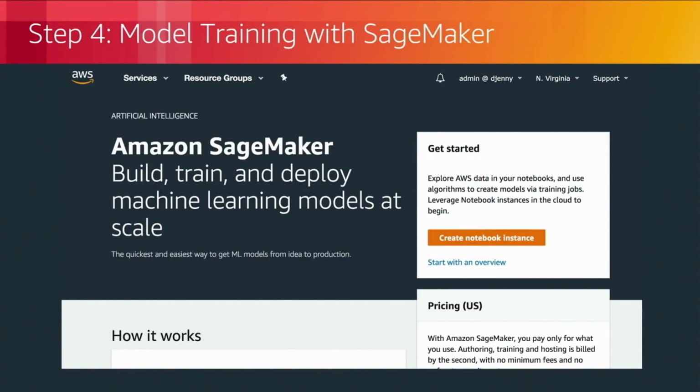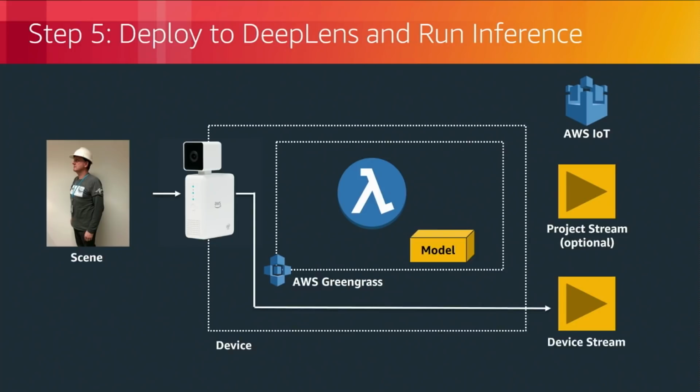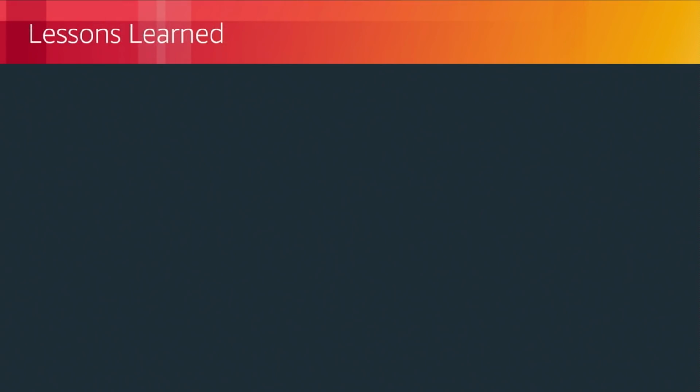So we've seen that the DeepLens takes in a feed that goes out to a straight device stream, but also we can invoke a Lambda function and run inference against a model. We can write to an IoT topic, and we can output to a project stream, which is what you were watching before. So as I went through this, what lessons did I learn?